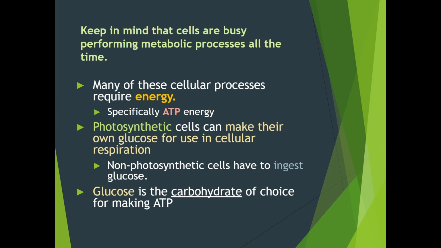Photosynthetic cells can make their own glucose, then break it down during cellular respiration to get their own ATP. But we have non-photosynthetic cells. We have to ingest our glucose or our nutrients that get utilized in order to make ATP. So glucose is the main carbohydrate of choice for making energy, or making ATP.